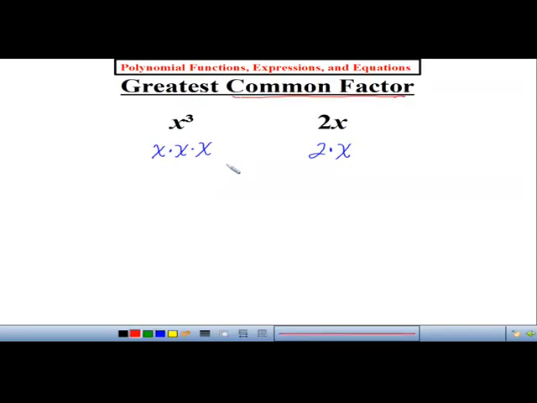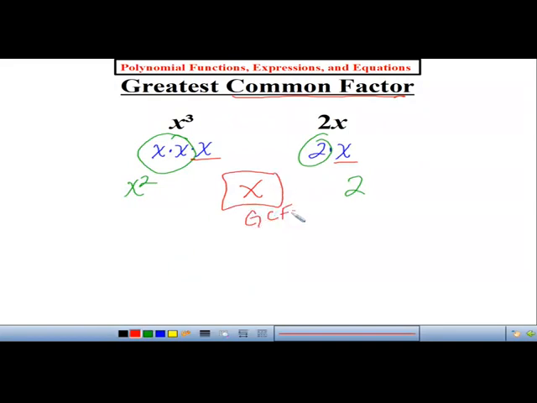Which ones do they have in common? They both have at least one x, yes. Now, is there anything else that they have in common? No. Okay, so what's left over on this side? X squared. What's left over on this side? 2. So that means this is our GCF.